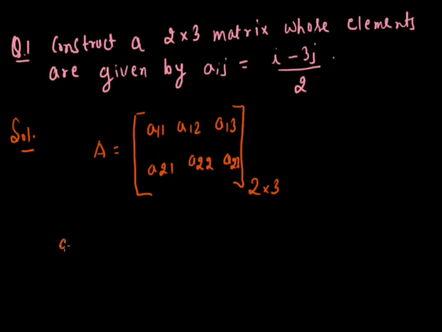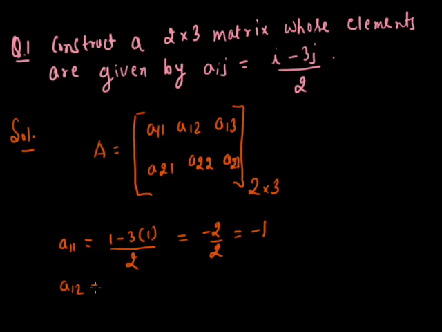Now first find a11. Now what will be the a11? i is 1 and j is also 1 here. So (1 minus 3) upon 2. So this will be equal to minus 2 upon 2. So this is equal to minus 1. So the first element a11 is minus 1.